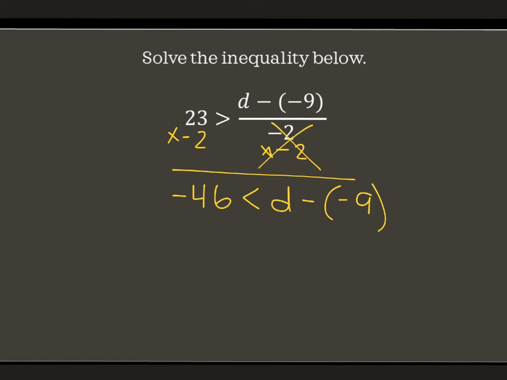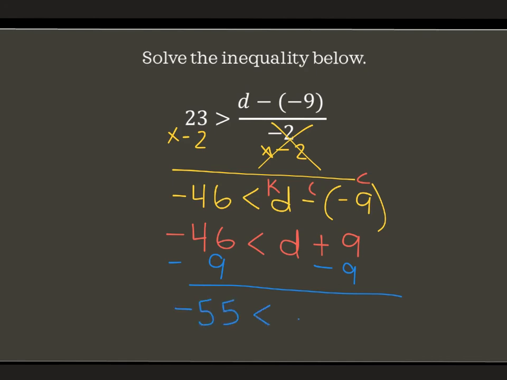Next thing we need to do, I'm going to keep change to get rid of that double negative. So when I rewrite this, -46 is less than d plus 9. Now we just solve. So subtract 9 from both sides. -46 minus 9. If I keep change, same sign, add and keep. That would be -55 is less than d, which is my final answer here.